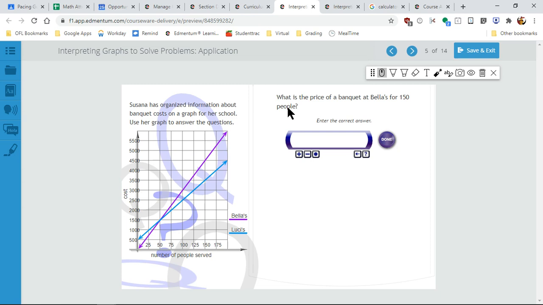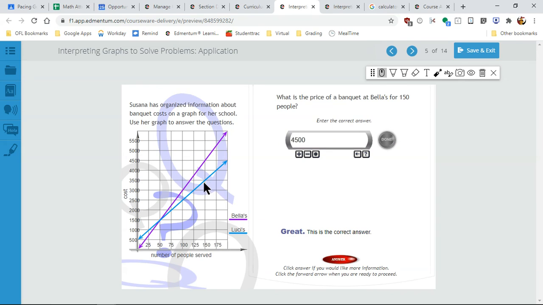What is the price of the banquet for 150 people? So if I look at 150 people, oh, I said bouquet, banquet. I was like, that doesn't make any sense. Banquet. So 150 people for Bella's. So we're looking at the purple. So we go to 150 and we go all the way to purple. Woof. That's going to be $4,500 right there.